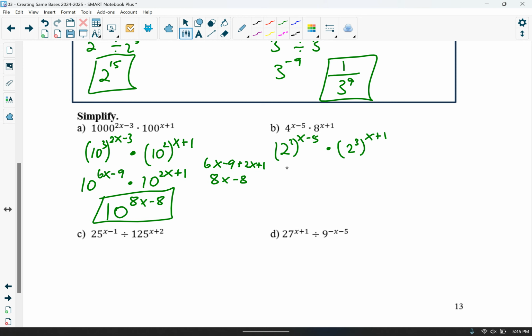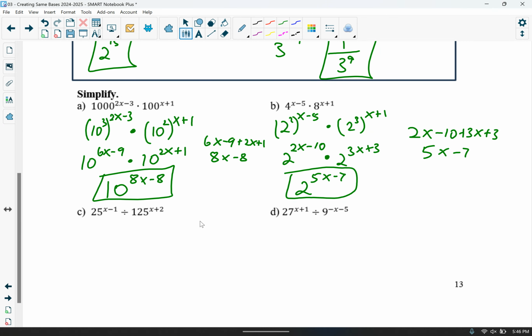So power to a power, we're going to multiply. That's going to be 2 to the 2x minus 10 times 2 to the 3x plus 3. Now we're multiplying with same bases. We're going to keep the base, add your exponents. So we'll have 2x minus 10 plus 3x plus 3. So we have 5x minus 7. So it'll be 2 to the 5x minus 7 power.